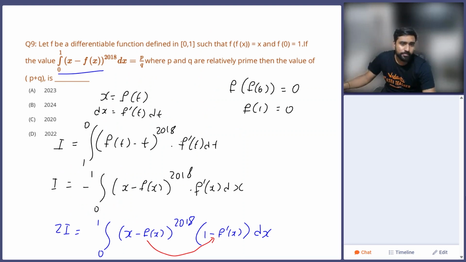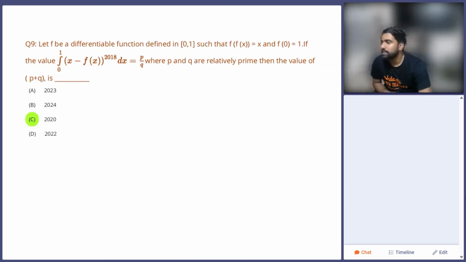What's asked in the question? The value of P plus Q, that's 2020. Option C should be the answer. And yes, that is the answer. Option C over here for this question. Okay, everyone? Hope the idea is clear. It was a little bit of a basic manipulation funda over here.